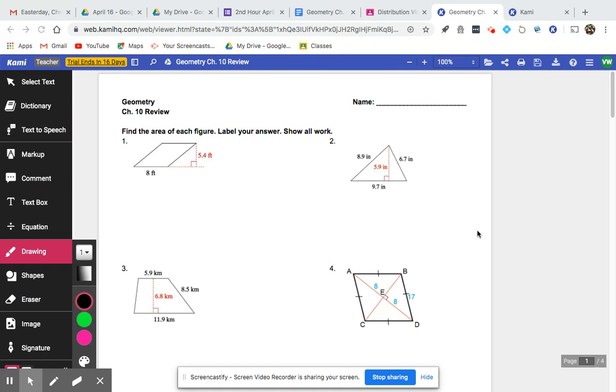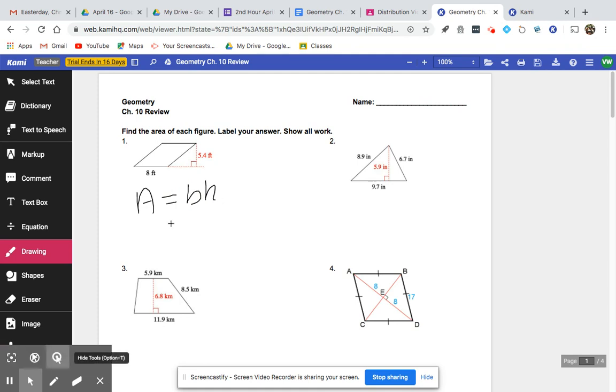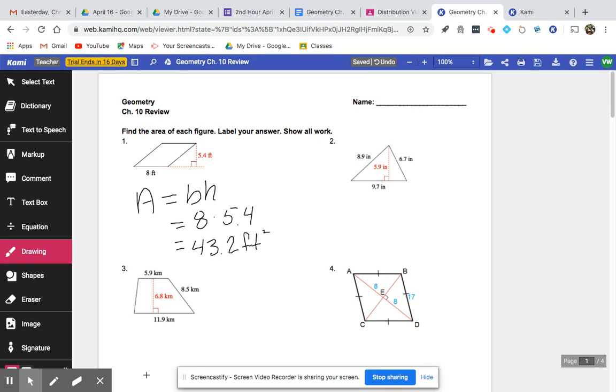So number 1, parallelogram. Let's try that again. There we go. Area equals base times height, which is 8 times 5.4. Multiply them two together, and you get 43.2 feet squared. We'll go ahead and circle that. There we go. Okay, number 2, we have a triangle.